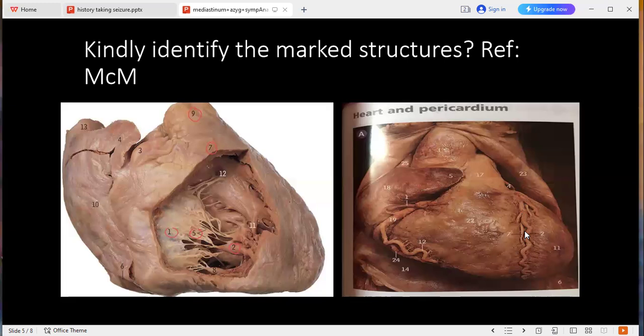So mostly the heart is supplied by which coronary artery? Mostly by right coronary artery, 60%. Okay. In rare conditions, left coronary artery can give maybe 50 to 60%. Yes. But this is not fixed. It varies from person to person.